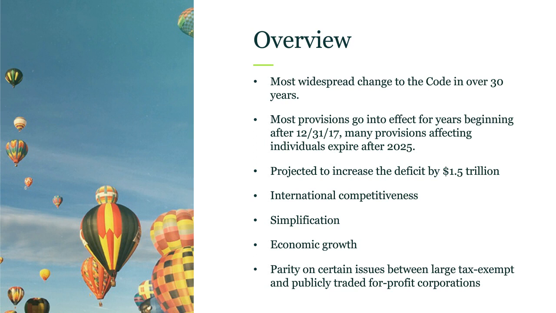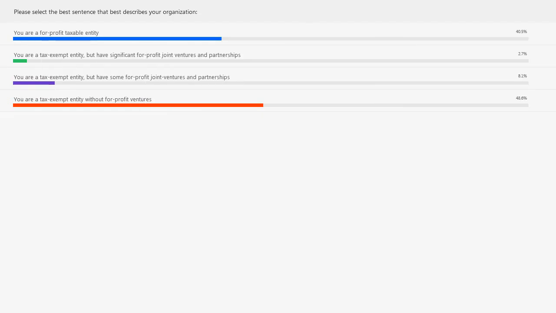Depending upon your answer, obviously certain parts of the webinar will be more interesting to you for your particular organization than others. As Rob was mentioning before, there are several different parts of the bill that affect all of us. Okay. I think we have given it enough time to see what our answers are. We have a lot of you on the call that are for-profit organizations, and then a lot of you that are tax-exempt without any for-profit ventures. So I think we will be touching on a lot of information that will be helpful to both. And I will turn it back to you, Rob and Todd.